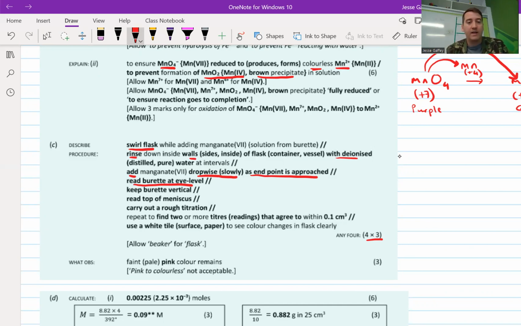Other ones that you could have had is keep the burette vertical. If it's not vertical, if it's slanted over and you're reading the volume, again, you're not going to be reading an accurate volume. Read the top of the meniscus. That's really weird, but remember that this is that really dark purple colored permanganate. And this is the one chemical that we read from the top of the meniscus because it's very hard to see where the bottom of the meniscus is. And another thing you could do is carry out a rough titration first, so you know roughly where to stop, and then you do it really accurately after that.